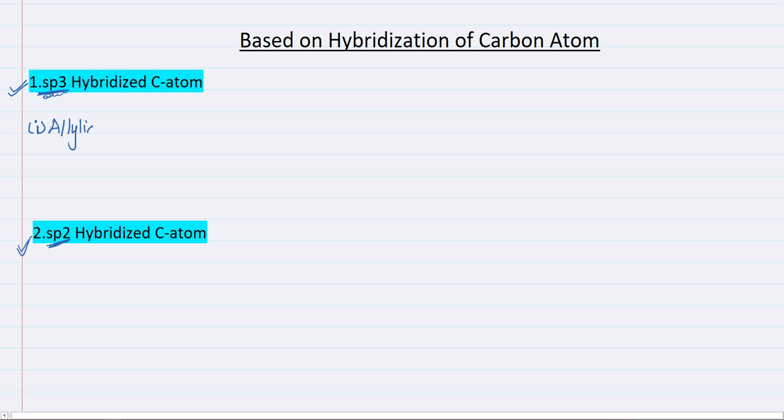Okay, what are allylic halides? Allylic halides are compounds containing halogen atom bonded to sp3 hybridized carbon atom next to the carbon-carbon double bond. Okay, what does that mean? So if I have a structure which will look something like this, and if I have my halogen atom attached here, then we will say that this is your allylic halide and this is your allyl carbon.